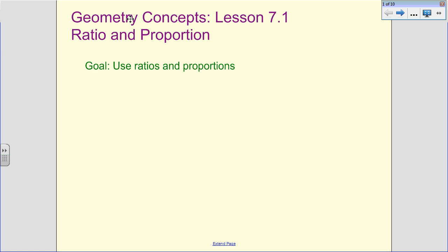Right, ladies and gentlemen, we're going to do a little jumping around here, and we're going to take a look at lesson 7.1. We're going to study chapter 7 here. Chapter 7 has to deal with what are called similar figures and similar triangles. And so what we want to do is kick it off by looking at ratios and proportions. This is going to be part of what we use in studying similar figures. But today we're just going to be basically a nice algebra review.